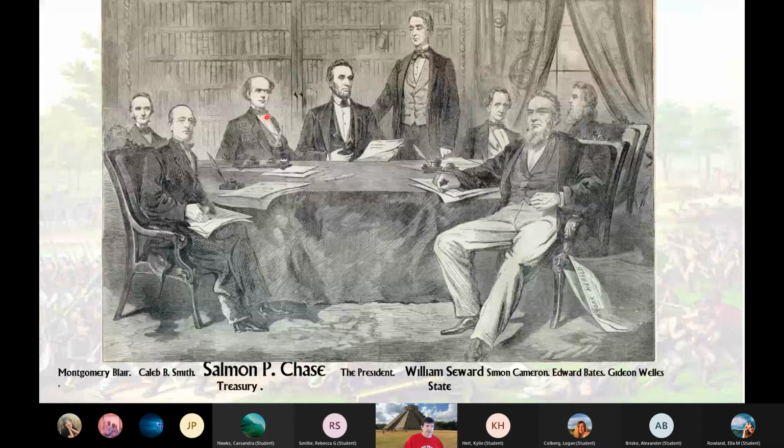Right here. Salmon Chase. Chase of New York was the Treasury Secretary. And William Seward was the Secretary of State. Seward and Chase were the two most prominent Republicans in his cabinet. And they were two men who wanted to be president. Chase of New York was kind of an iffy former Whig who Lincoln saw as a real threat. Part of the reason he made him Treasury is Lincoln wanted the enemy in his house, not outside the house.